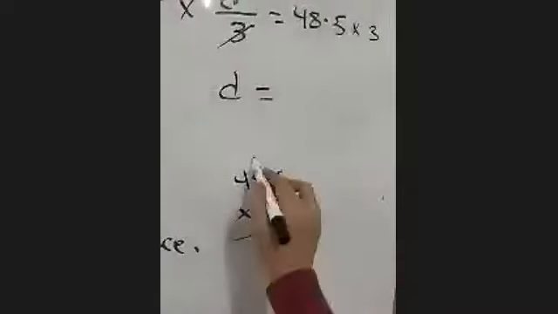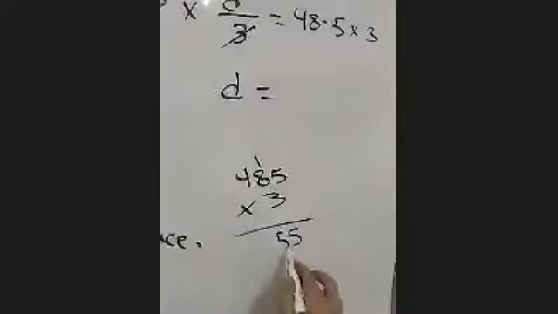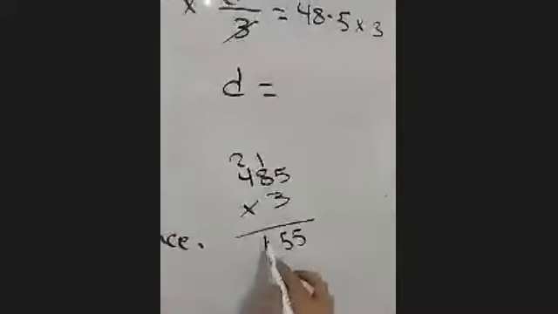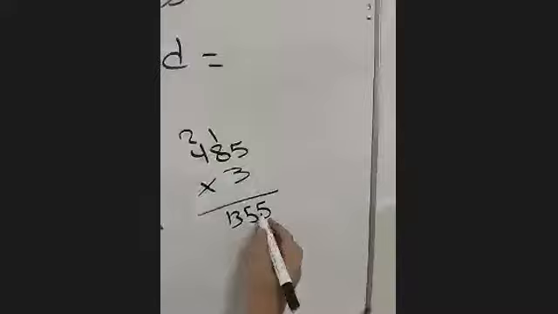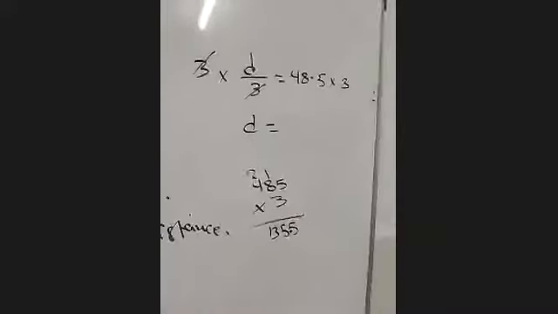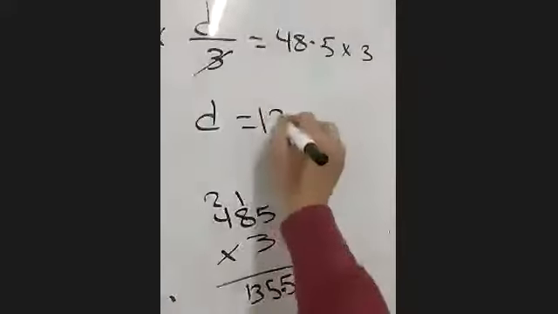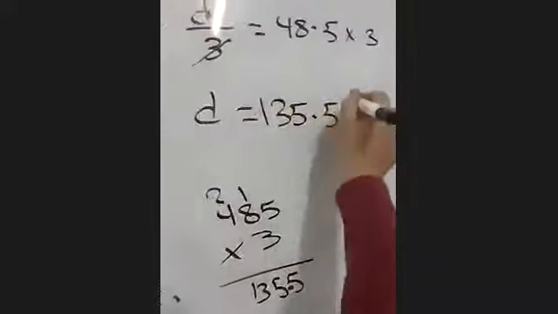Now we will make 48.5 multiplied by 3 equals. Let me check. 3 times 5 is 15. 3 times 8 is 24, plus 1 is 25. 3 times 4 is 12, plus 2 is 14. We have one decimal digit, so we put our decimal point here. It's 145.5. What's this?